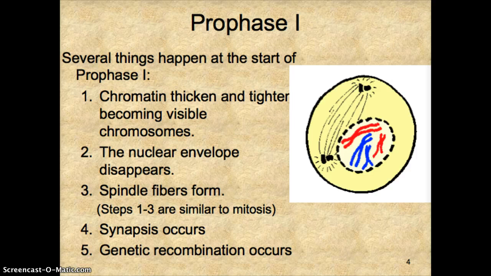Our first step is prophase 1. Prophase 1 is very important because this is where the stage is set for what the new organism will look like. It's similar to mitosis at the beginning because the chromatin will thicken and become chromosomes, the nuclear envelope or the nuclear membrane will disappear, and spindle fibers will form. After that is where it becomes different. We'll have a thing called synapsis and a process called genetic recombination.